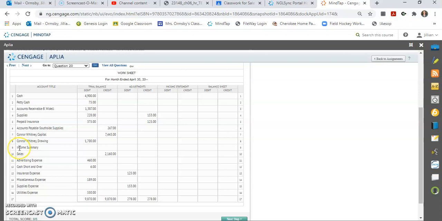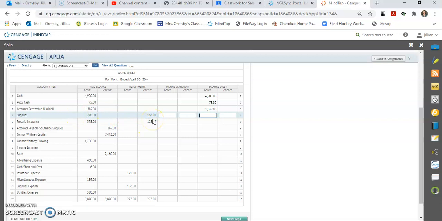I use income summary as the dividing line. Everything from income summary up gets extended all the way over to the balance sheet column. Debited accounts go in debits, credits in credits. So we're going to do our first couple. So it's 4,900, then it is 75, then 1,387.